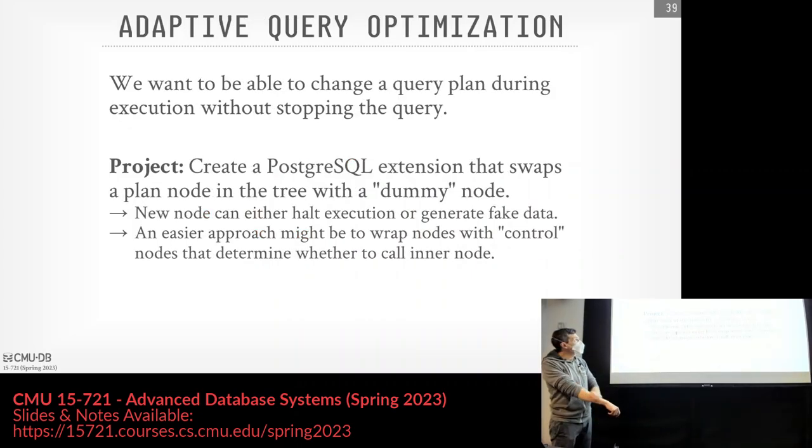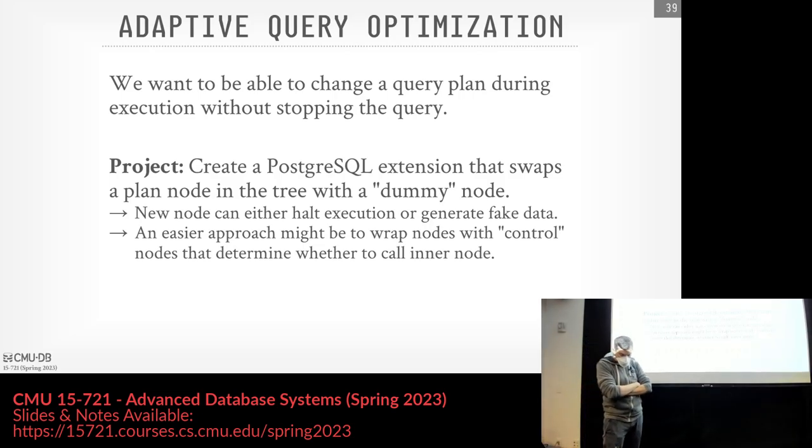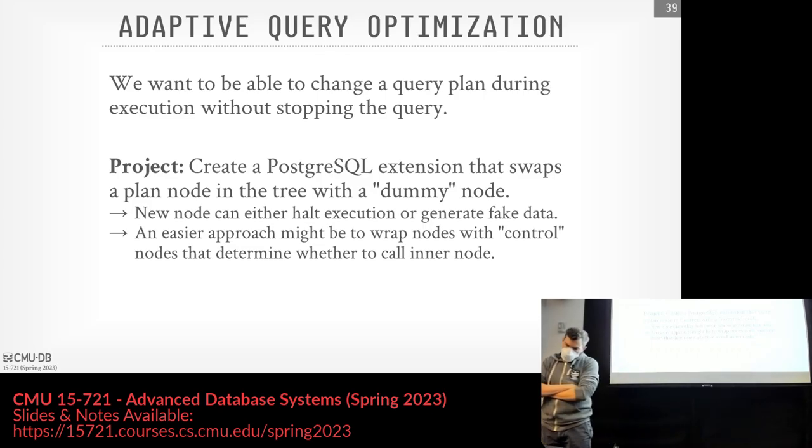All right, the next project is that we want to be able to do some variation of adaptive query processing in Postgres. We'll talk a little bit about adaptive query optimization at the end of the semester, but the basic idea is that while the query is running, if you recognize that the query plan you have is not the best query plan, like if the join order is wrong, then you want to be able to maybe swap the order of things.